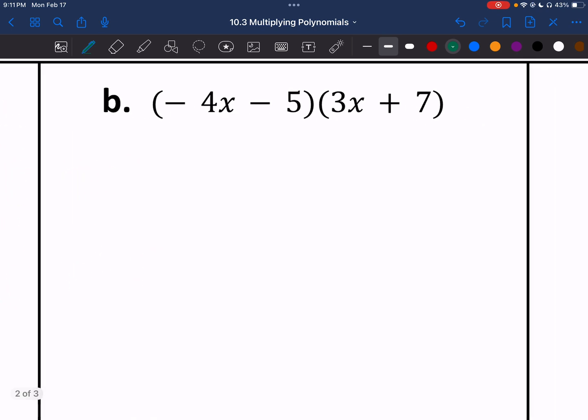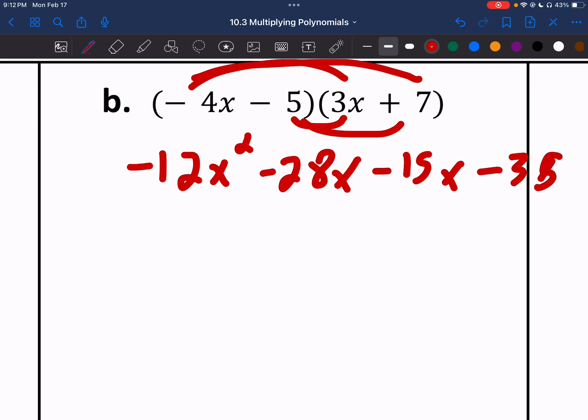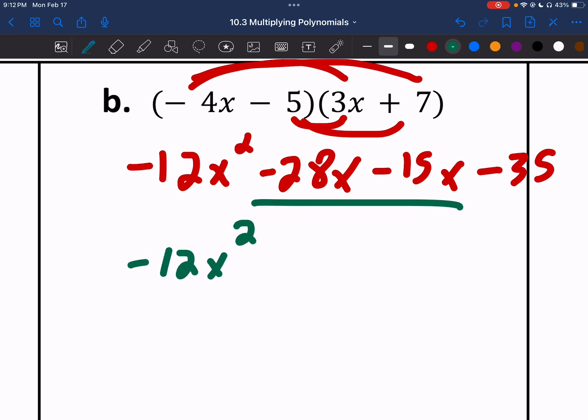All right, letter B, we've got negative 4x minus 5 times the quantity 3x plus 7. So negative 4x times 3x. Negative 4 times 3 is negative 12x squared. Negative 4 times 7 is minus 28x. Negative 5 times 3 is minus 15x. And negative 5 times 7 is minus 35. Combine like terms in the middle. Minus 12x squared. Negative 28 minus 15 is minus 43x minus 35.